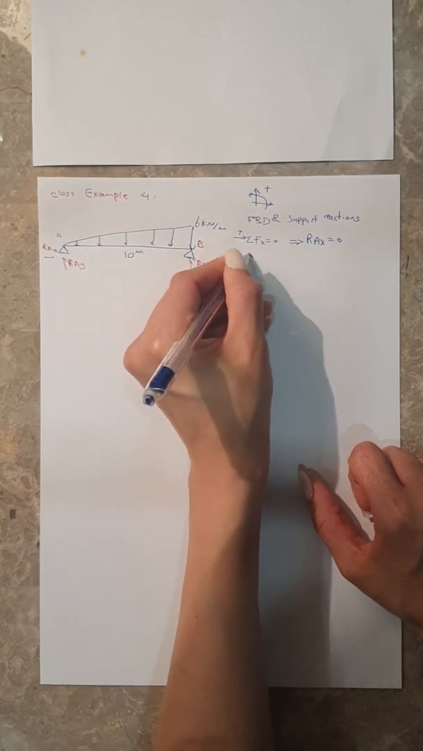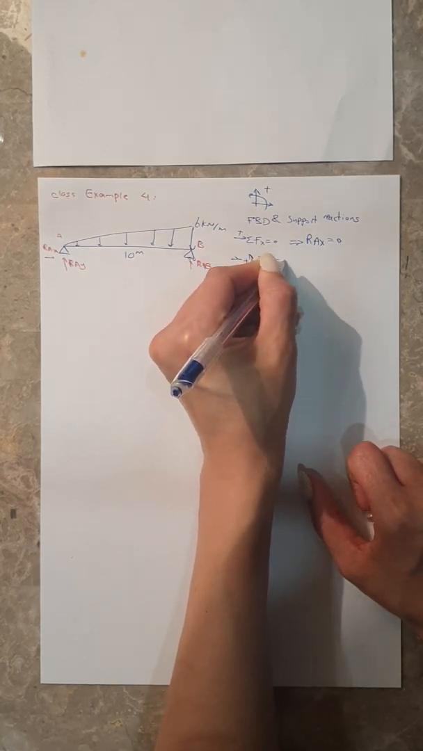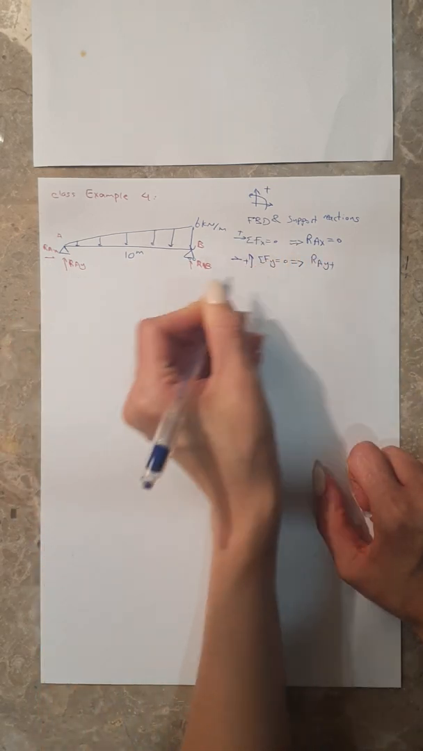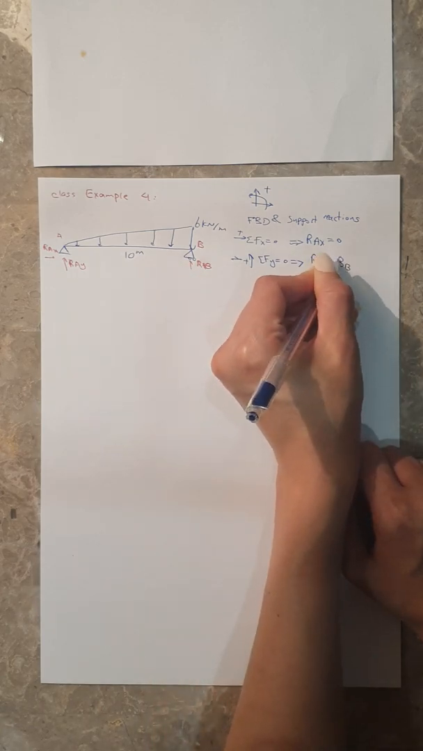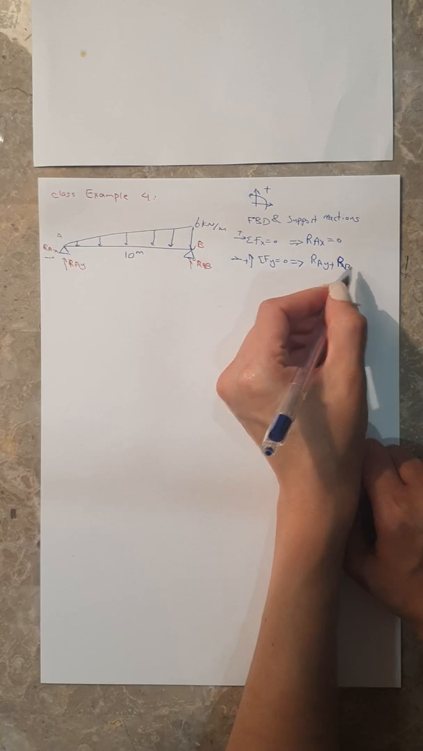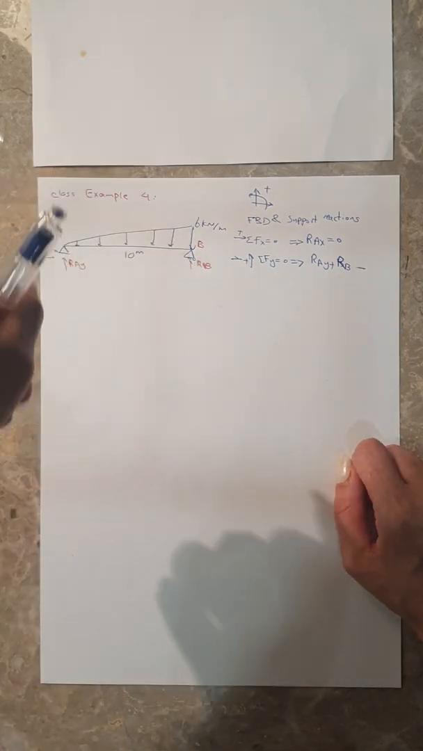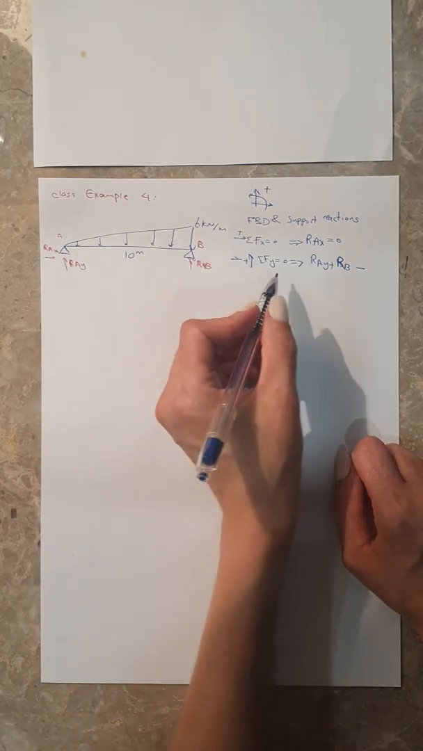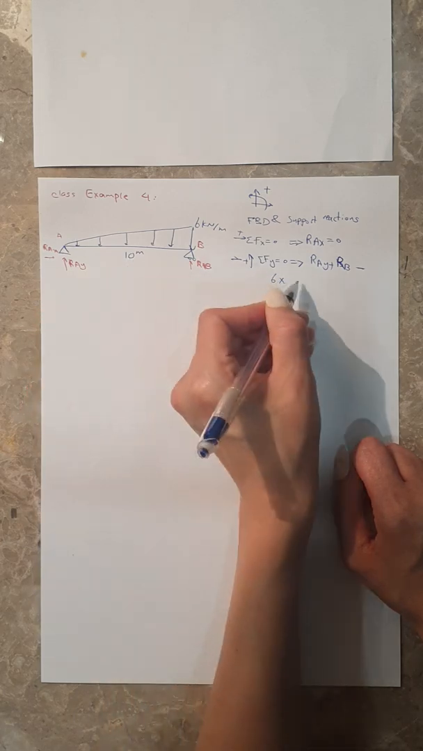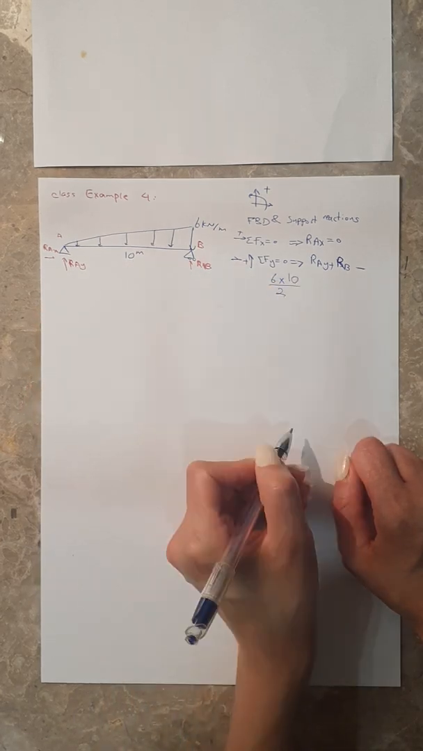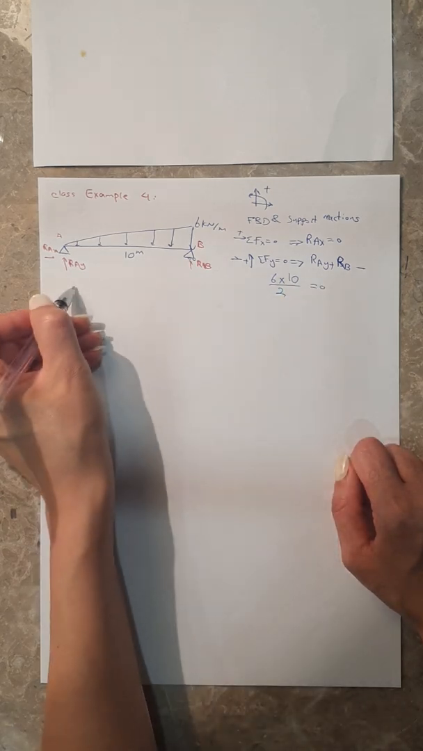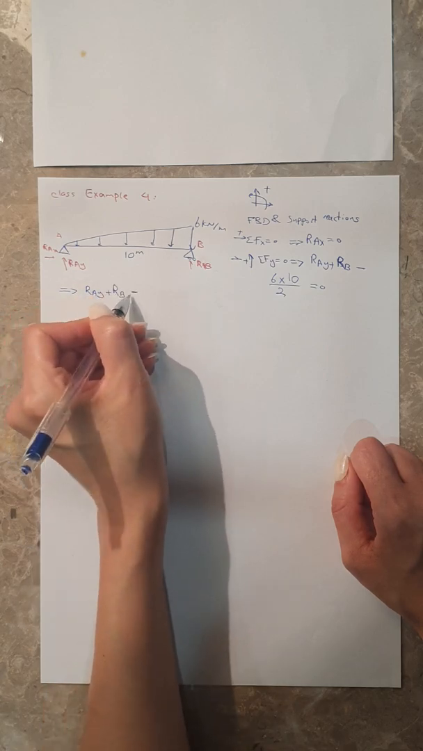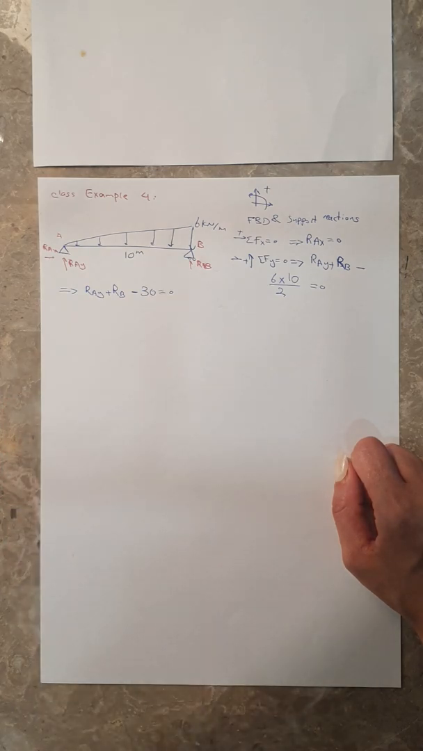And then the summation of the force in y direction would also be equal to 0. This means that RAY plus RB minus this force, because this is in the negative direction, would be equal to 0. And how much is the value of this force? It is the triangular load, so it would be minus 6 times 10, which is the length, divided by 2, equal to 0. This means that RAY plus RB minus 30 would be equal to 0.